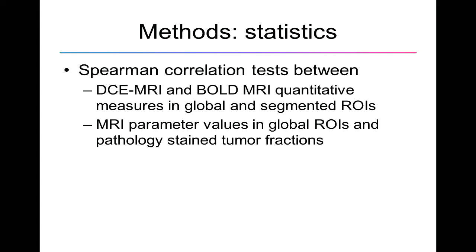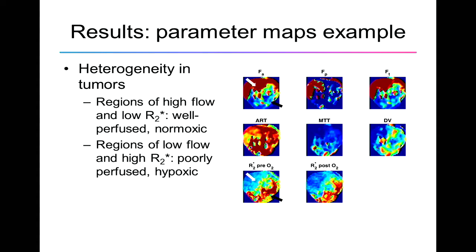So the statistics we have done were Spearman correlation tests between the DCE-MRI and BOLD MRI quantitative measures in both the global and the segmented ROIs, as well as correlations between MRI parameter values in the global ROIs and pathology stained tumor fractions.